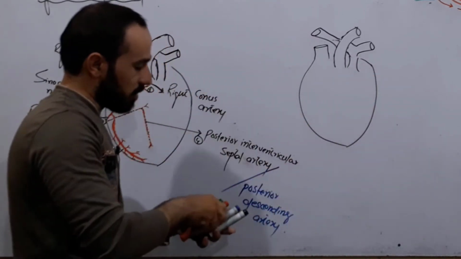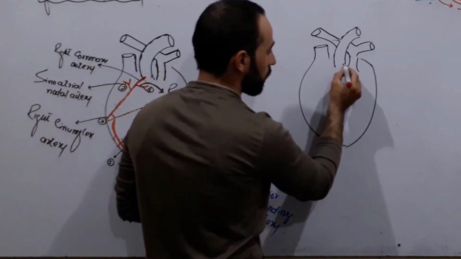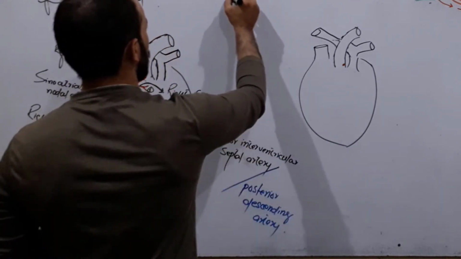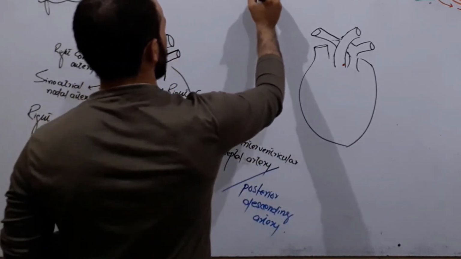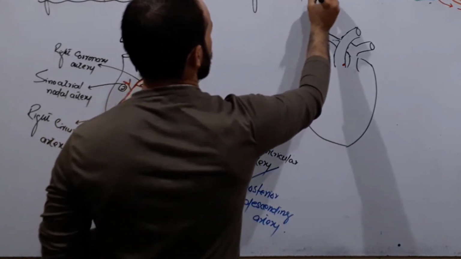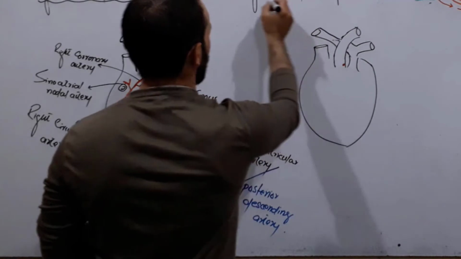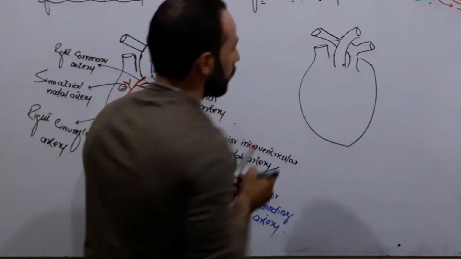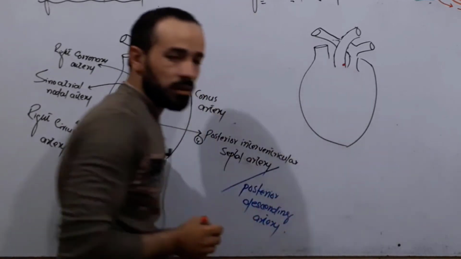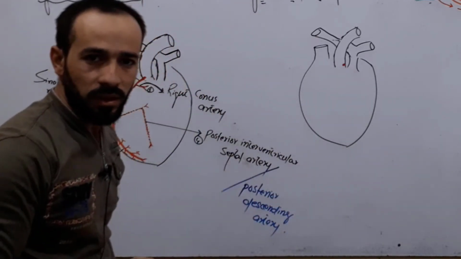Okay. Now look, let's follow our left coronary artery. Let me write here number 2, left coronary artery. So left coronary artery also arises at the left side at the root of the aorta.